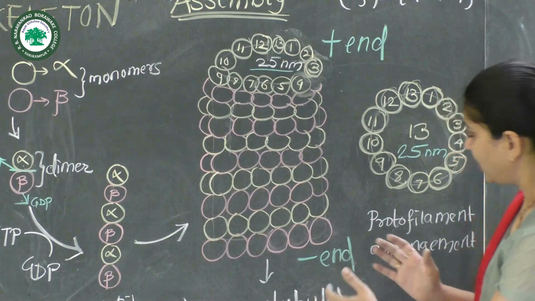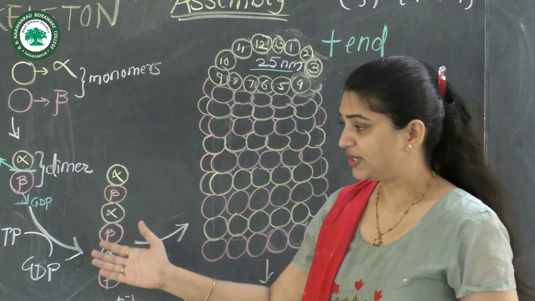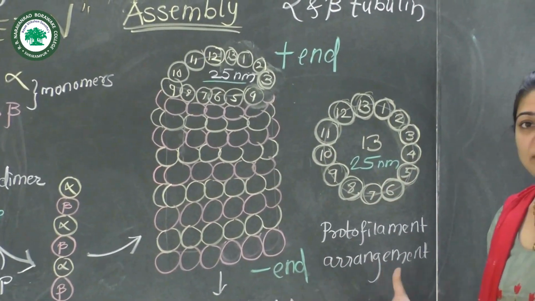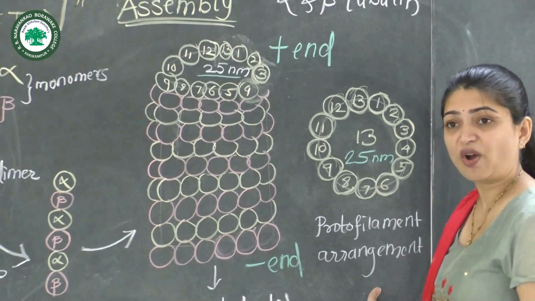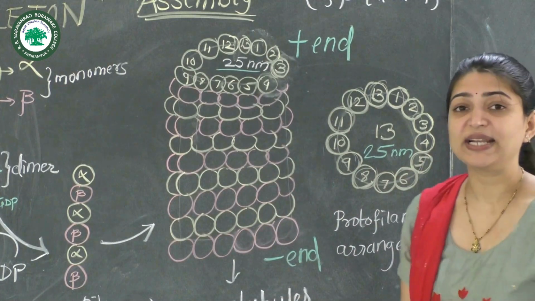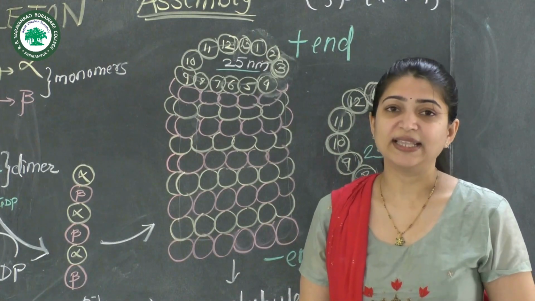So here was all about the structure, the functions, the morphology, and the diagrammatic representation of the assembly of microtubules. With the help of this, we are able to understand what microtubules are and what their function is in the cytoskeleton.